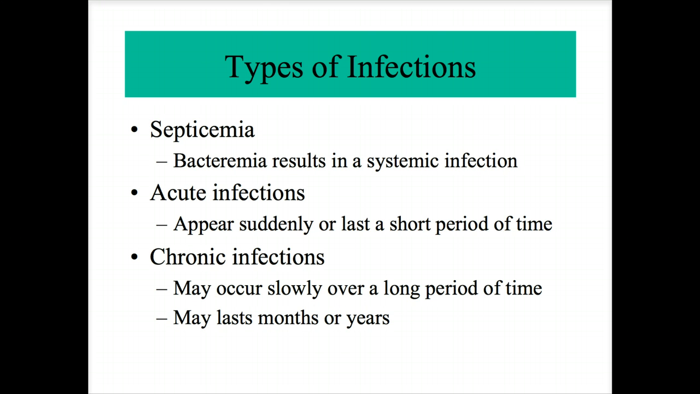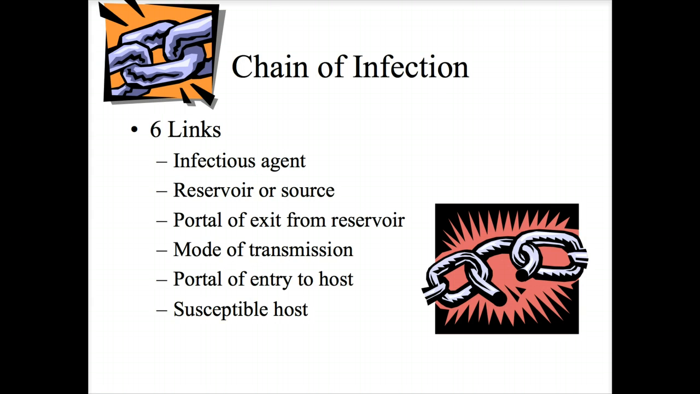Types of infection. Septicemia is systemic. It affects the organs, the heart, the lung, the major organs. We have acute infections that suddenly appear and last a short time. And then there are the chronic infections that can occur slowly over a long period of time, and can last months and years. So a person with MRSA, MRSA can remain dormant in the body for a long time, and then flare and cause illness for several years. So that's just one example.